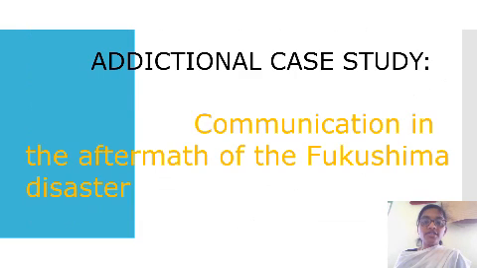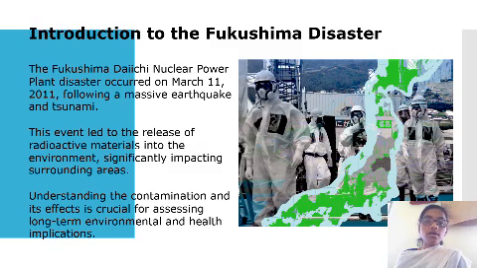Next, we are moving to an additional case study, communication in the aftermath of the Fukushima disaster. Introduction to Fukushima disaster. The Fukushima nuclear power plant disaster occurred on March 11, 2011, following a massive earthquake and a tsunami. This event led to the release of radioactive materials into the environment, significantly impacting surrounding areas. Understanding the contamination and its effects is crucial for assessing long-term environmental and health implications.